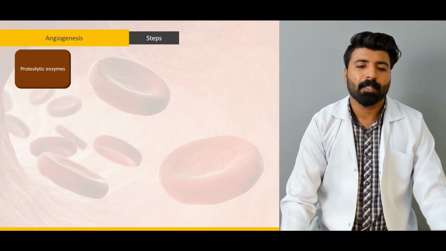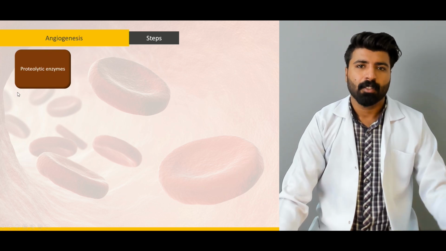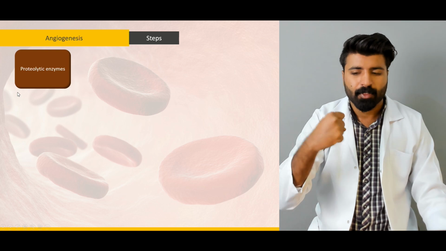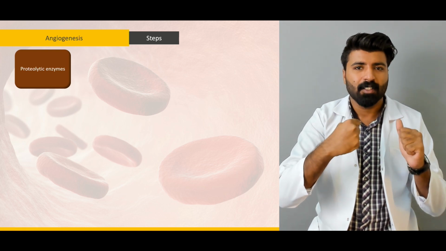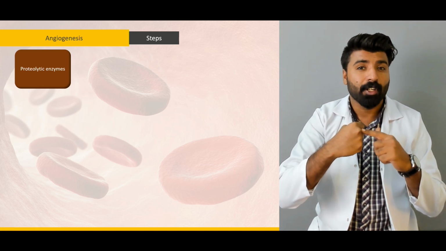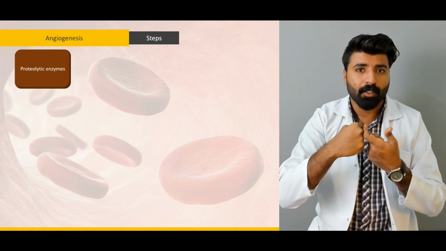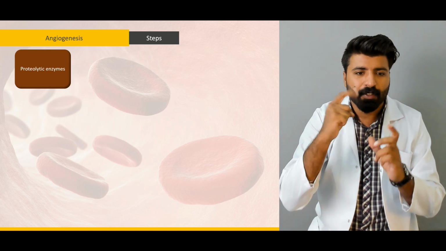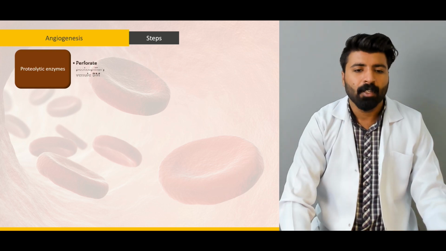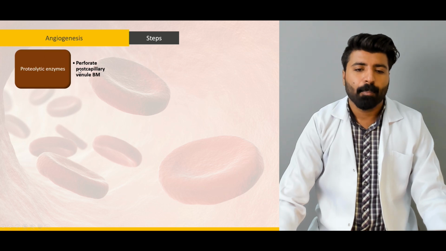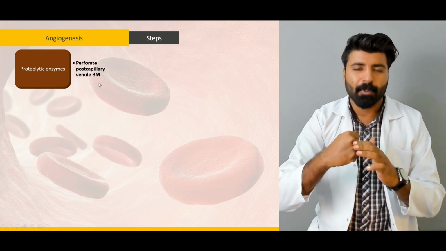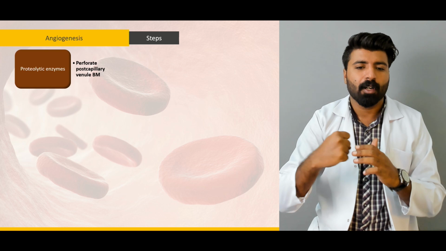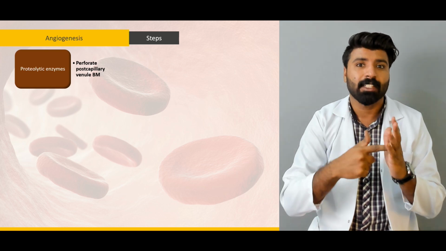First of all, proteolytic enzymes will come in. Why are proteolytic enzymes coming in? This vessel, this is the cancer. This vessel needs to be broken down. In order for blood to come in, first we have to destroy this wall of the vessels. For that, proteolytic enzymes come in and they perforate the basement membrane of the post-capillary venule. BM stands for basement membrane. Once they perforate this basement membrane of the post-capillary venules, they reach the tumor.